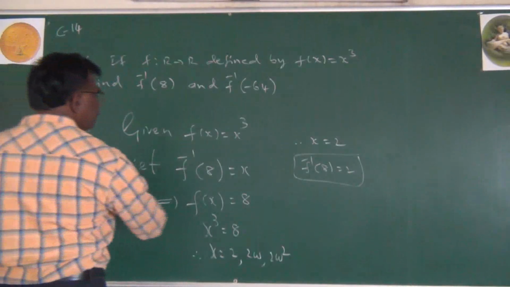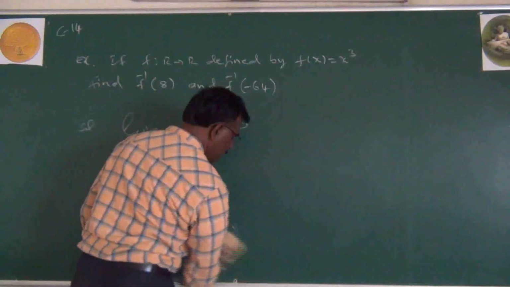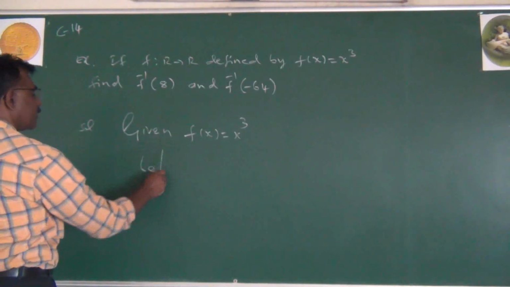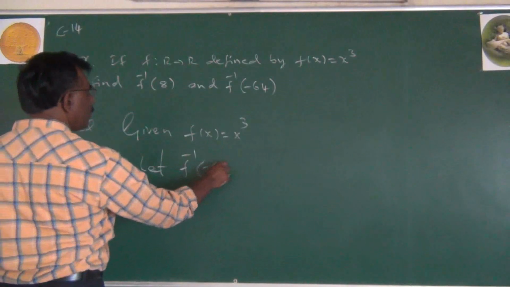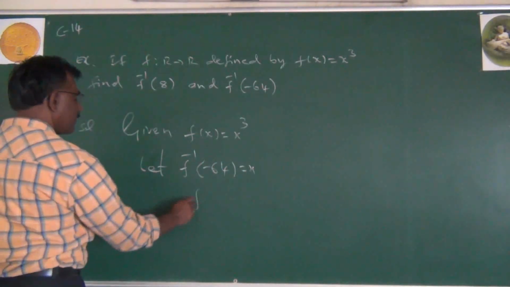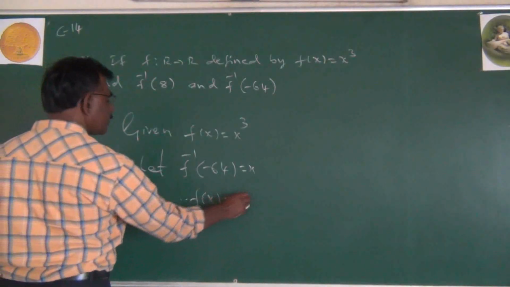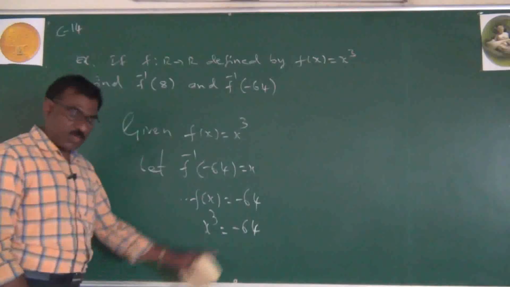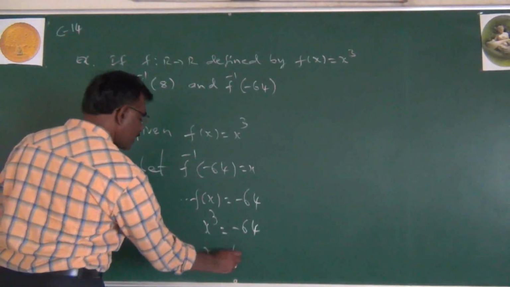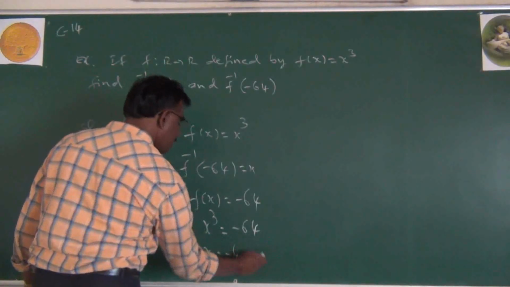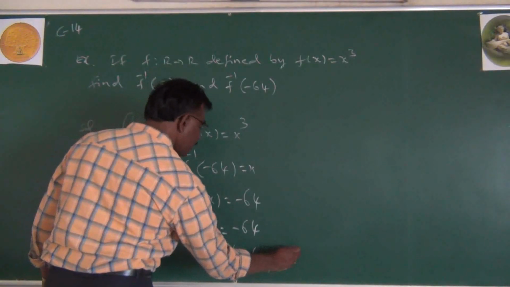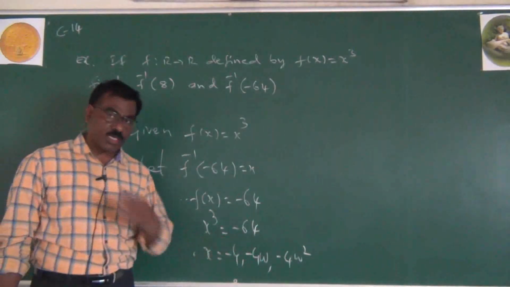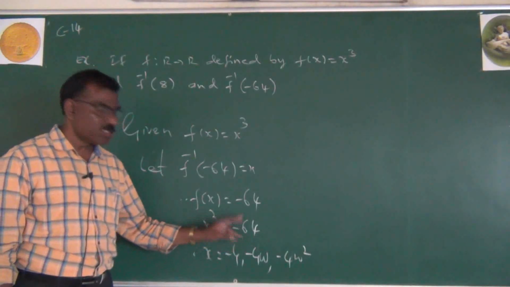So what is the second problem? The second problem is f inverse of minus 64. Let f inverse of minus 64 equal to x. Therefore f of x is equal to minus 64, so x cube equals minus 64. Now negative is there, therefore x is equal to minus 4, minus 4 omega, minus 4 omega square. Multiplying all the 3 gives minus 64 only.